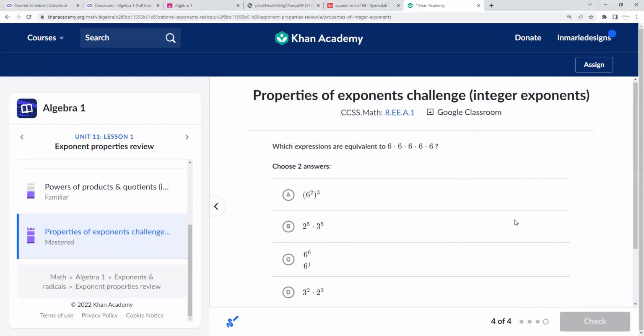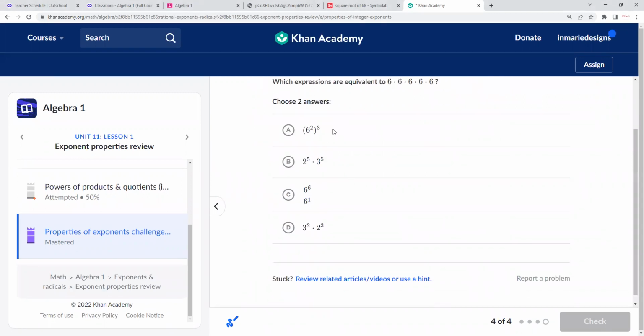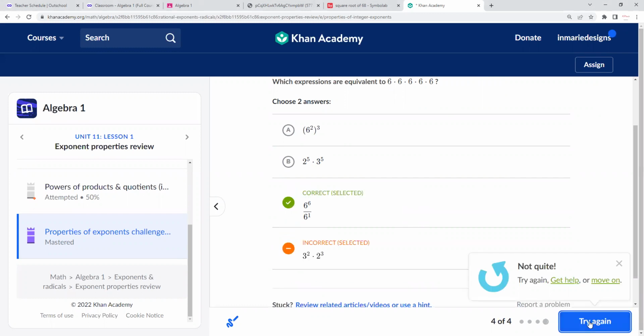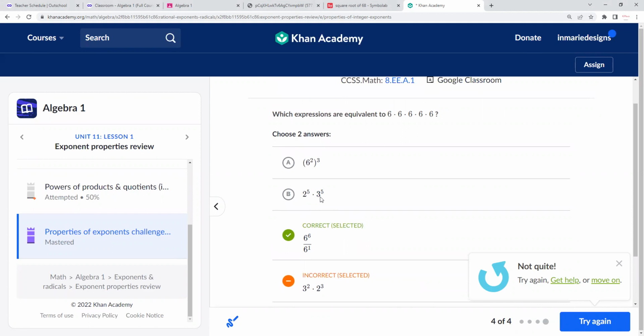Okay, products of powers challenge. Which expression is equivalent? Well, 1, 2, 3, 4, 5, 6 to the 5th, which would also be this one and that one. I lied. That's a 3 and a 2. They try to throw you off with some little things.